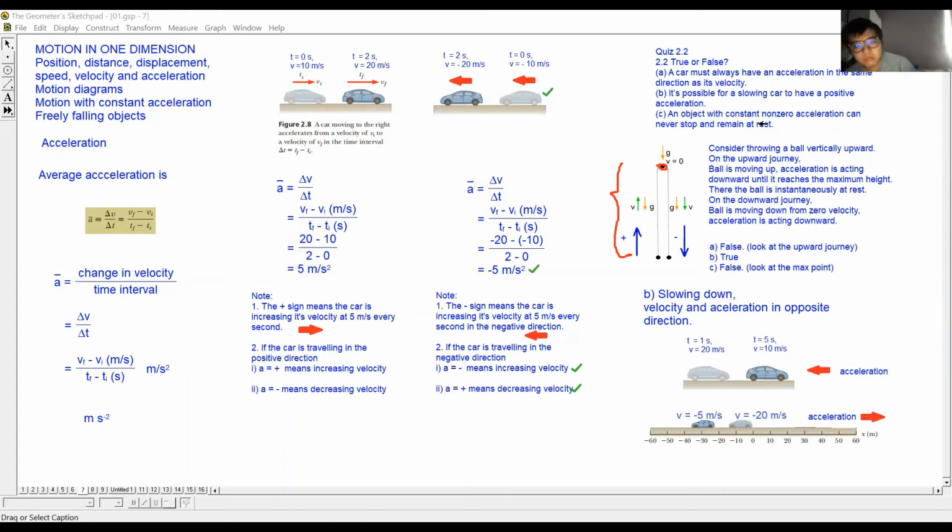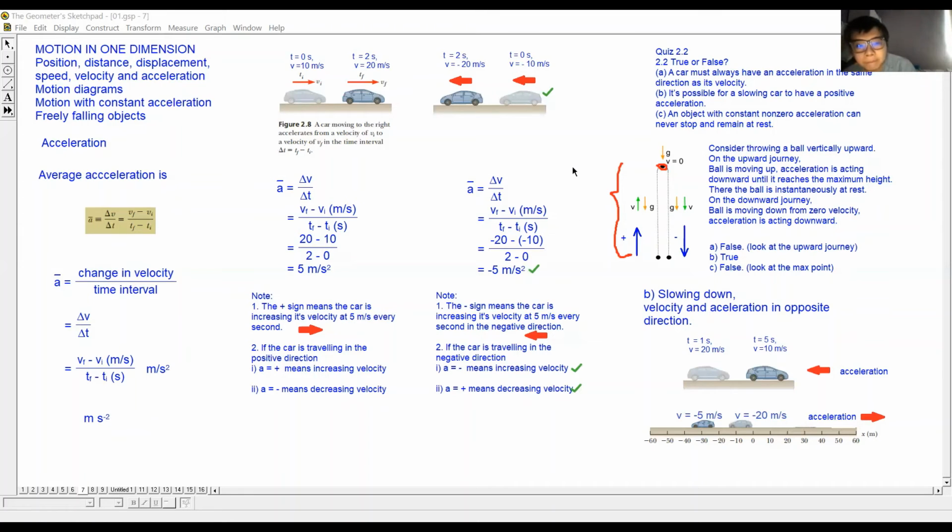But it won't remain at rest there. It will fall back to the ground. So the answer for C is false. It can stop but it will not remain at rest all the time.